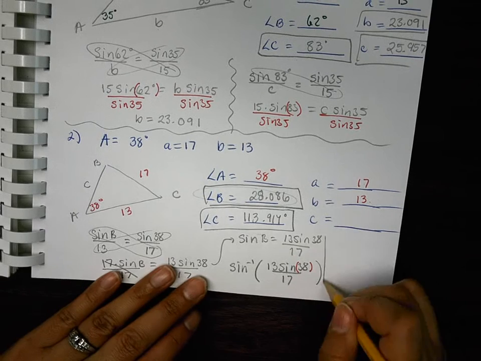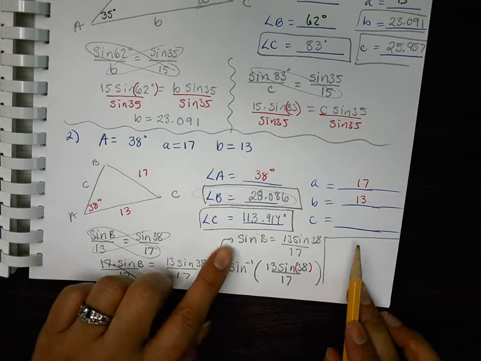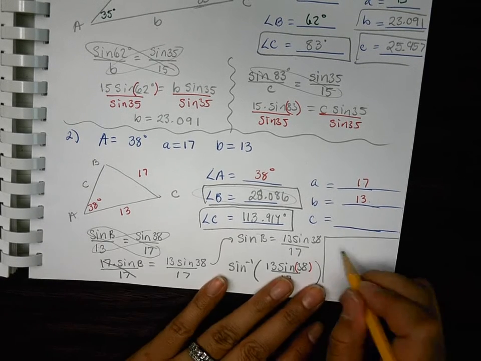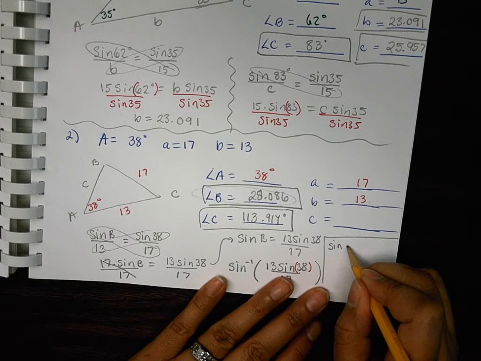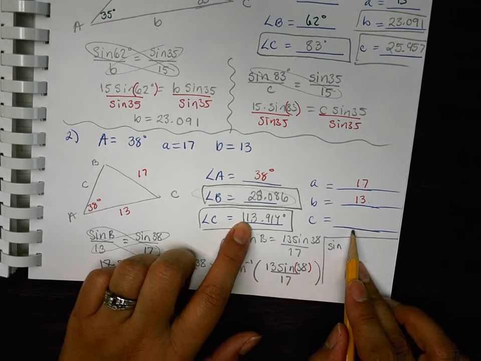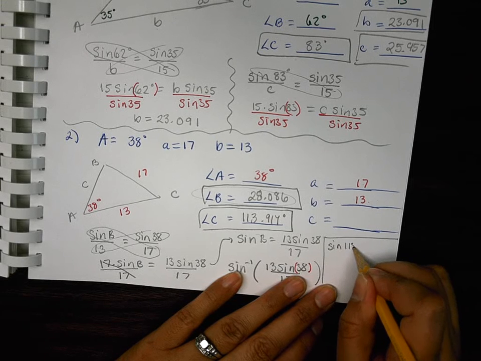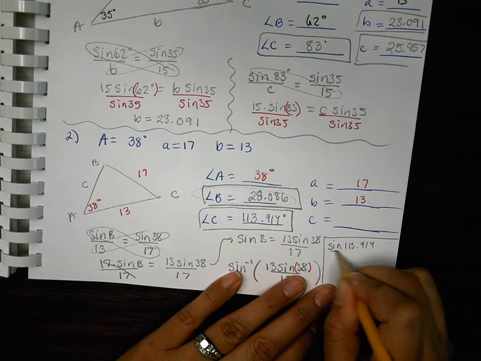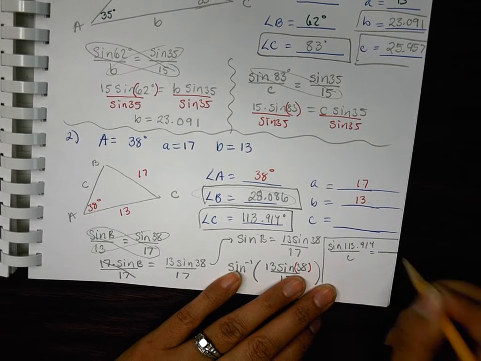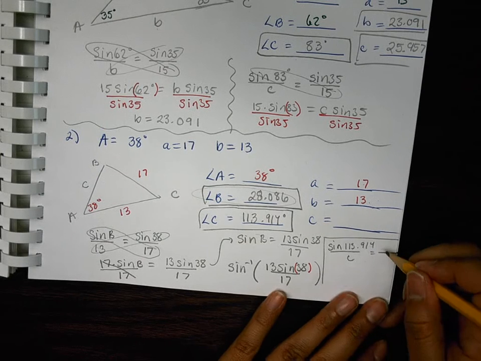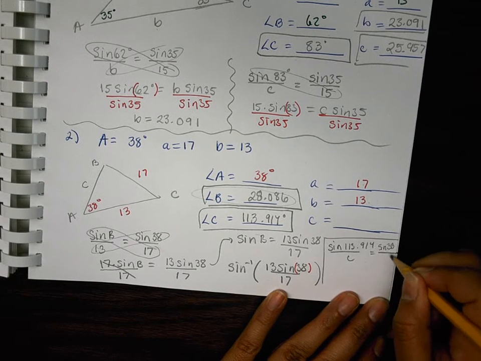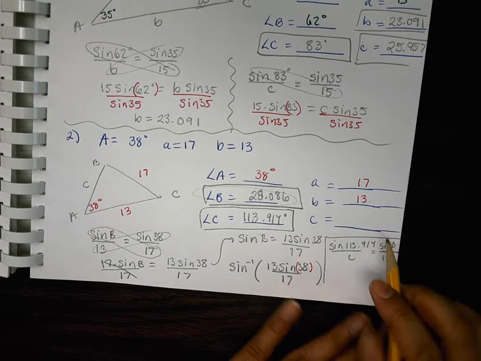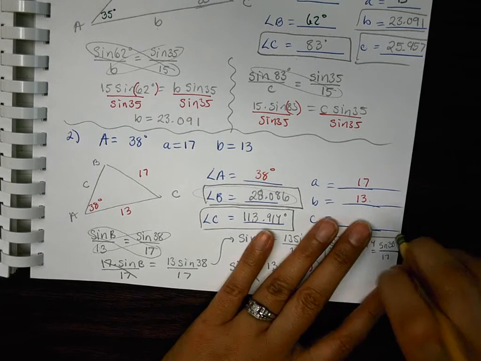Because of time, I'm not going to finish this one off, but I will at least set it up for you guys. Can you tell me what it would look like when I'm looking for side C? Sine of, I'm looking for side C, so sine of what? 0.914 over little c equals, and I've run out of room, equals what? Sine of 38 over 17. And if you wanted to use B, you could, but I definitely did not have the room.